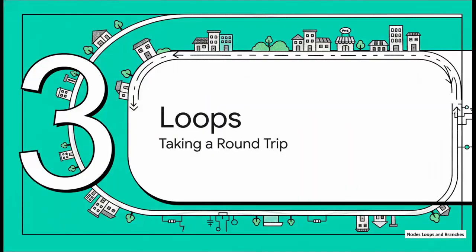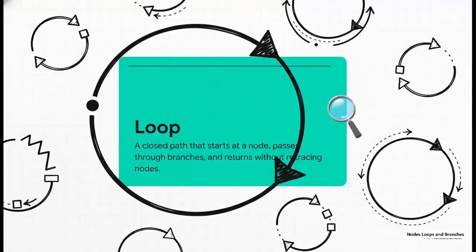All right, time for our third and final word, and that is loops. Sticking with our city map idea, a loop is exactly what it sounds like. It's any round trip you can take. You start at an intersection, you travel along a few streets, and you end up right back where you began, a closed path. The official definition is pretty much the same. A loop is any closed path in a circuit.